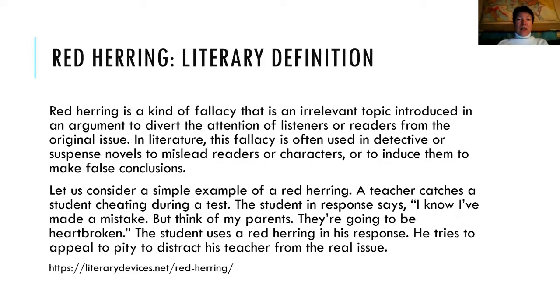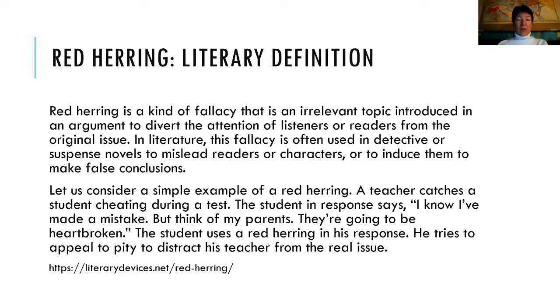Now, red herring is used in literature. It is often used in detective novels when the writer creates a diversion and makes the readers believe that somebody did something while actually it was someone else. So red herring is a kind of fallacy that's an irrelevant topic introduced in an argument to divert the attention of listeners or readers from the original issue. In literature, this fallacy is often used in detective or suspense novels to, again, mislead readers or characters, or make them come to false conclusions.